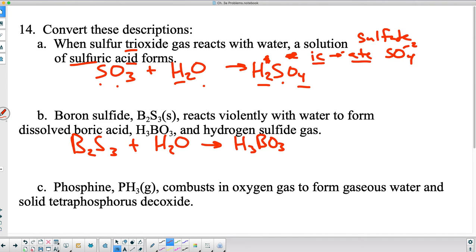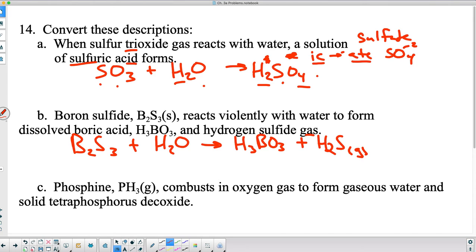H3BO3 and hydrogen sulfide gas. Hydrogen sulfide, if you don't see any prefixes, then you write the symbols and charges. Hydrogen's a +1, sulfide's a -2, so it's H2S. This looks like it should be an acid, but it's not because it's a gas. Acids are dissolved in water. So I could write down gases for this also.